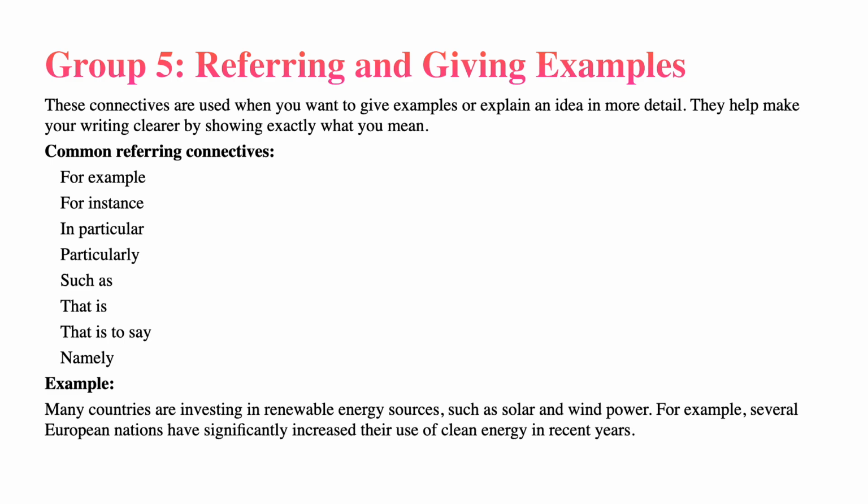Let's look at an example. Many countries are investing in renewable energy sources such as solar and wind power. For example, several European nations have significantly increased their use of clean energy in recent years. Here, the phrase such as introduces specific types of renewable energy, while for example provides a real world illustration to support the idea. These connectives help readers see exactly what you are talking about rather than relying on general statements.